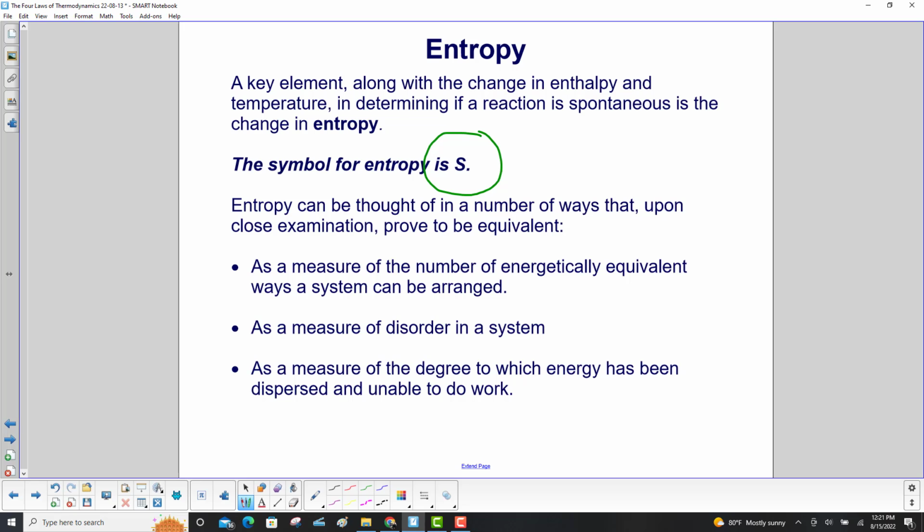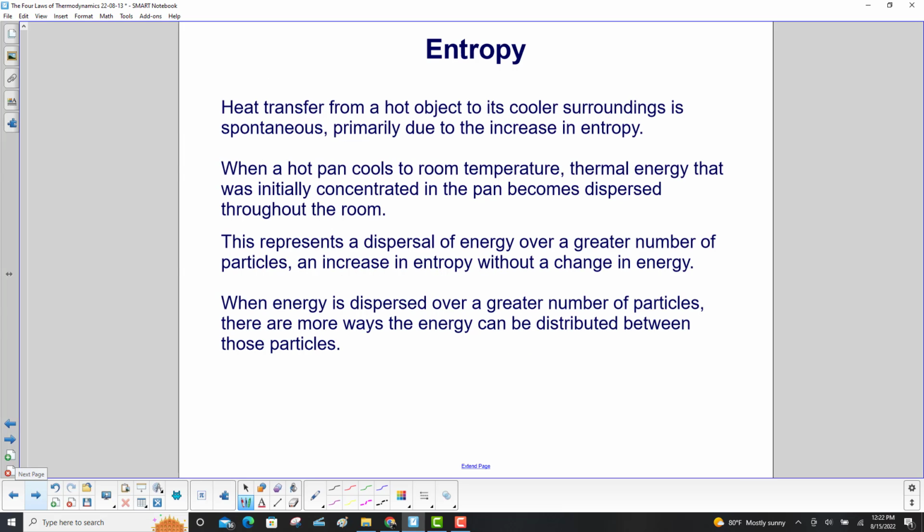First, as a measure of the number of energetically equivalent ways a system can be arranged; as a measure of disorder in a system; and finally, as a measure of the degree to which energy has been dispersed and is unable to do work. Heat transfer from a hot object to its cooler surroundings is spontaneous, primarily due to the increase in entropy. When a hot pan cools to room temperature, thermal energy that was initially concentrated in the pan becomes dispersed throughout the room.